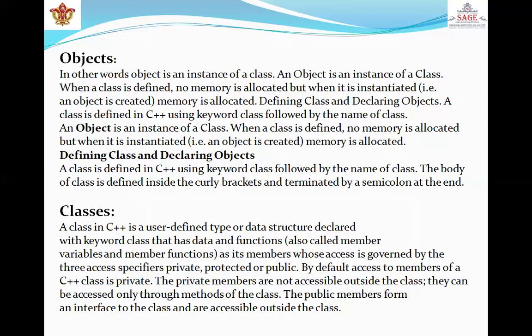Second is object. In other words, an object is an instance of a class. When a class is defined, no memory is allocated, but when it is instantiated, memory is allocated. Defining class and declaring object: a class is defined in C++ using the keyword class followed by the name of the class. An object is an instance of a class. When a class is defined, no memory is allocated, but when an object is created, it is.